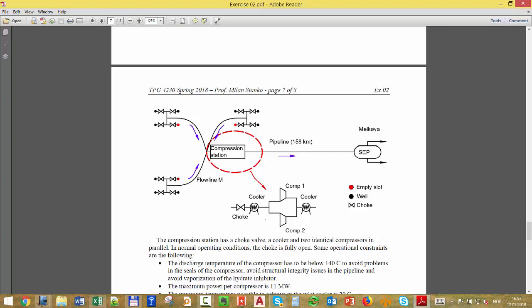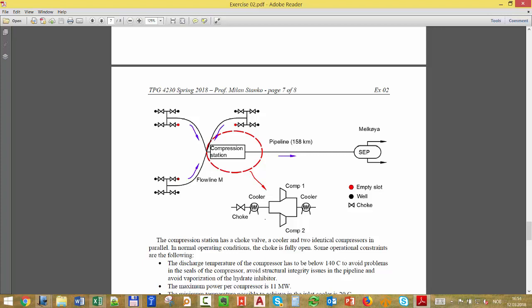I can calculate the discharge temperature, right? With the discharge temperature, I can also calculate the power required of the compressor. I can calculate this polytropic head or the pressure ratio. Then I can see if the point falls inside the map or not. Yes? So that's what I want you to do on this exercise.